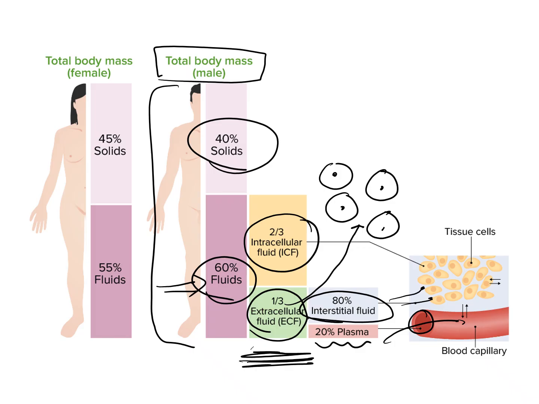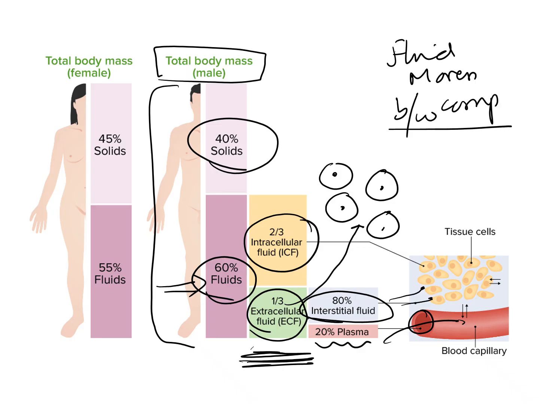So the fluid can shift between different compartments. Fluid can move from plasma to the interstitium or to the intracellular fluid. And what is the mechanism? It can be moved by osmosis, in which water moves from low solute concentration to high solute concentration.